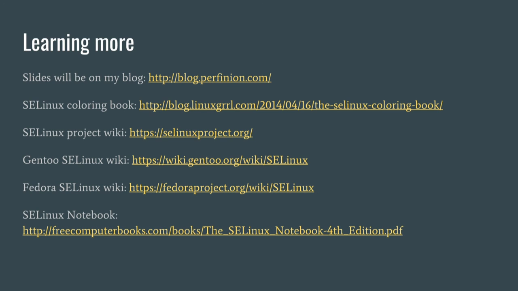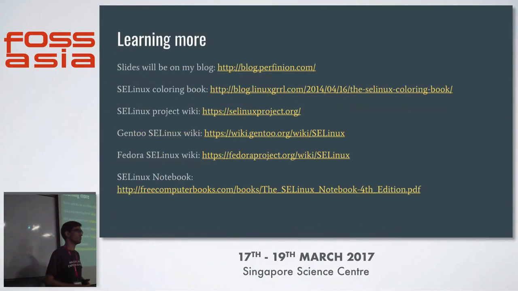The wikis are really good. The project wiki has documentation on every single rule. There are quite a lot. Most of them you don't really need very often. The main ones, allow, obviously.